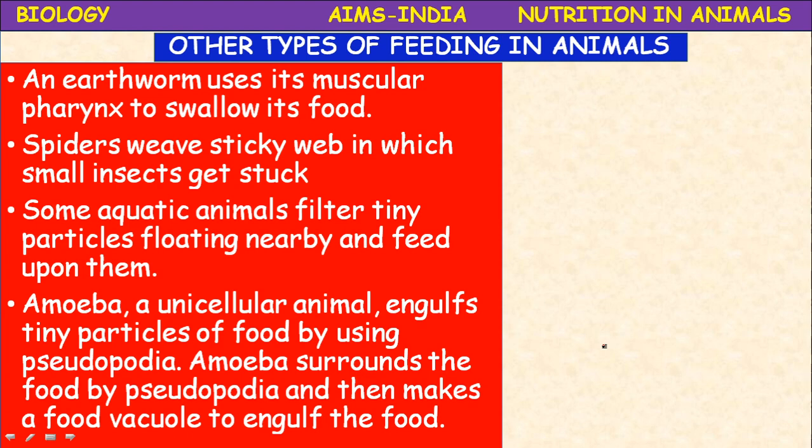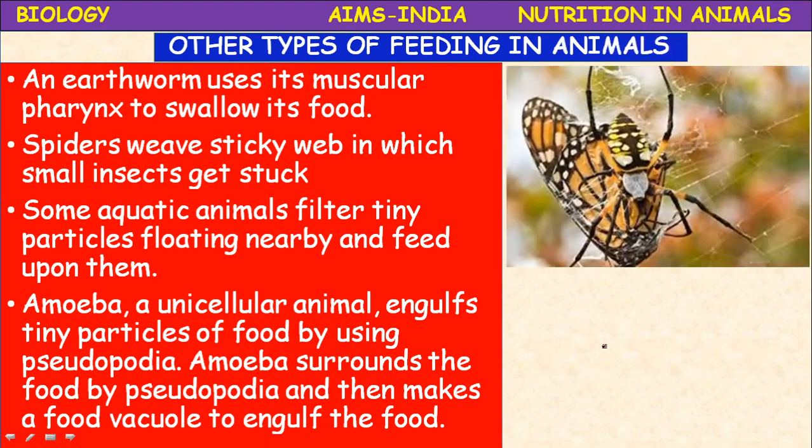The amoeba is a unicellular animal. It engulfs the tiny particles of food by using pseudopodia. Amoeba surrounds the food by pseudopodia, then makes a food vacuole to engulf the food, and later digests the food inside the food vacuole, and the undigested food is eliminated from the food vacuole.